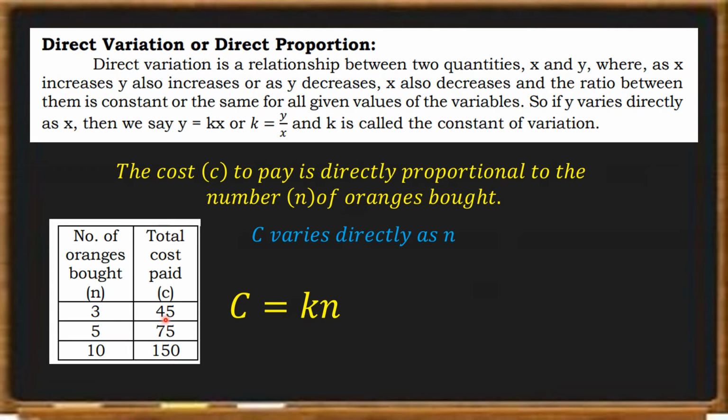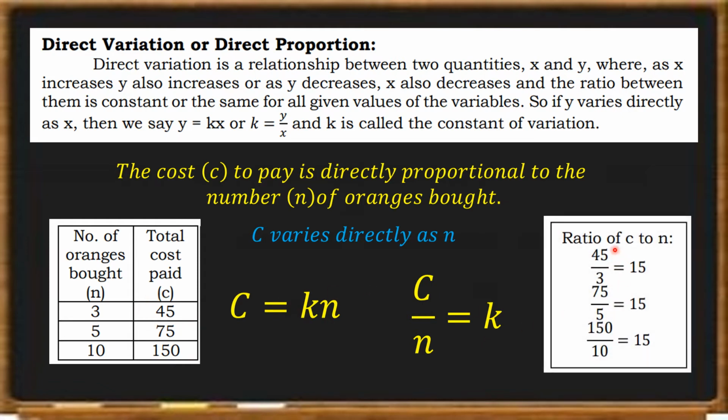So what is your constant here? It's 15. So 15 pesos times how many oranges? So 15 times 3. So you'll get 45 as the cost. So if you're going to solve for K, K is equal to cost divided by N. So 45 divided by 3. So the cost, 45, divided by N, which is 3, you'll get the K. What is our K? It's 15.